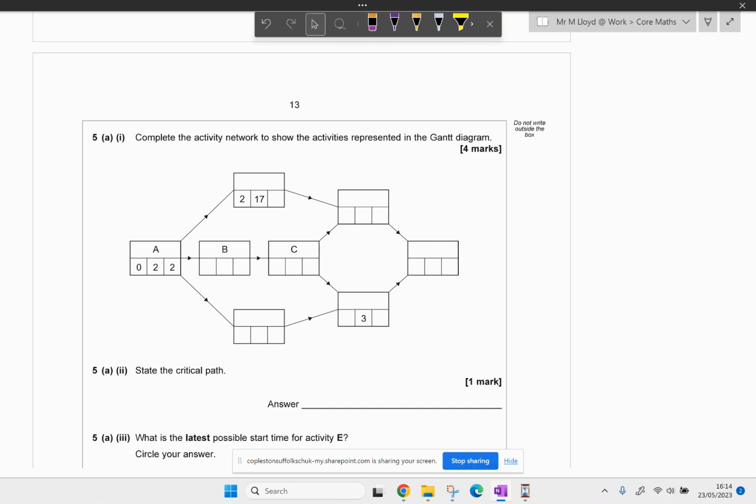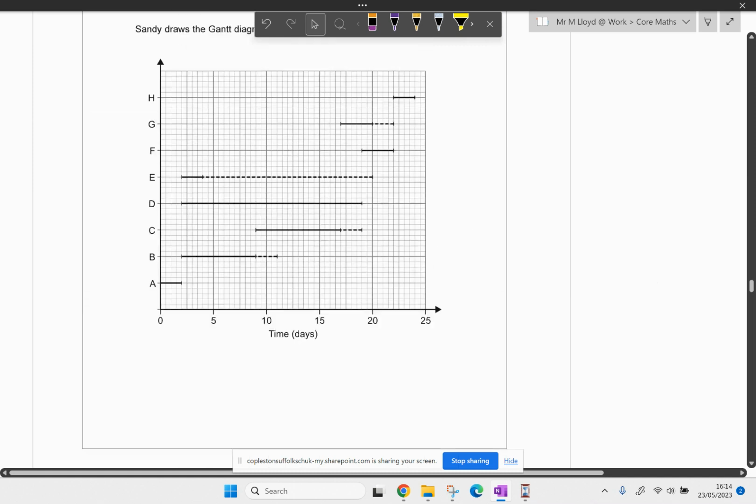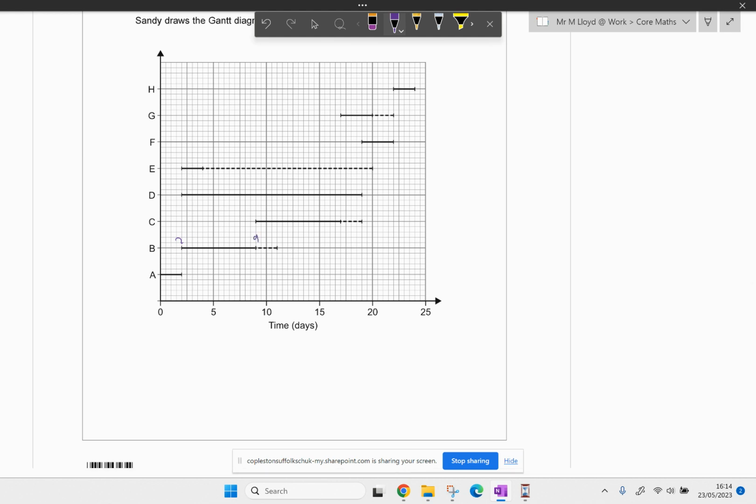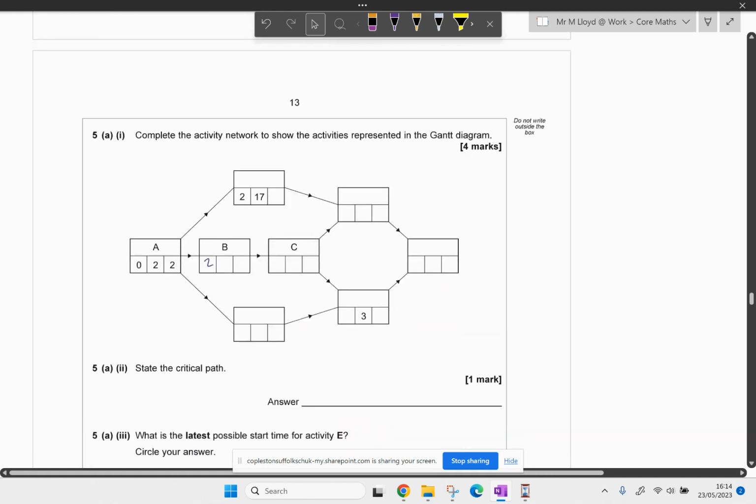So the first thing I need is the early time for B. That's going to be 2. Then I need to work out the duration of B. So that's at 2, and that one's going to be at 9, because that's 7.5. Good, so that's got a duration of 7 for B.